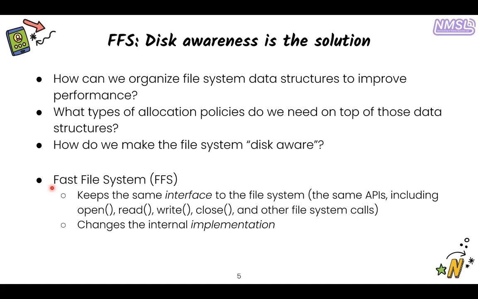So anyway, these guys from UC Berkeley invented the Fast File System. It's not simple, but it's something that works pretty well. It kept the same interface, meaning the APIs and all the file system calls that we use are still there. We can still use them, but it changed its internal implementation to be faster, and it's still widely used even these days.